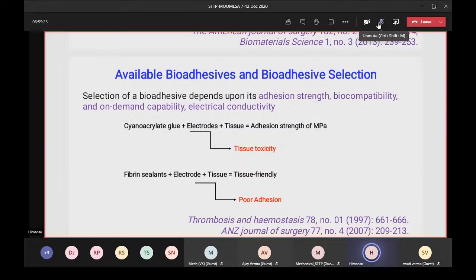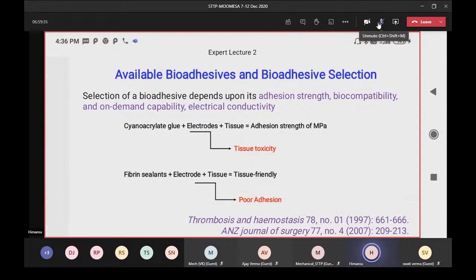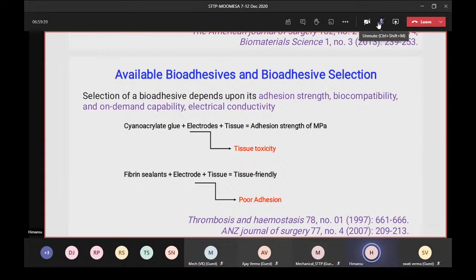You remember this tissue toxicity, because cyanoacrylate glue. What is cyanoacrylate? It is a very synthetic chemical. So it's very difficult for our tissue to withstand. Another kind of tissue adhesive that is available, which actually comes from our blood, is called fibrin sealants.